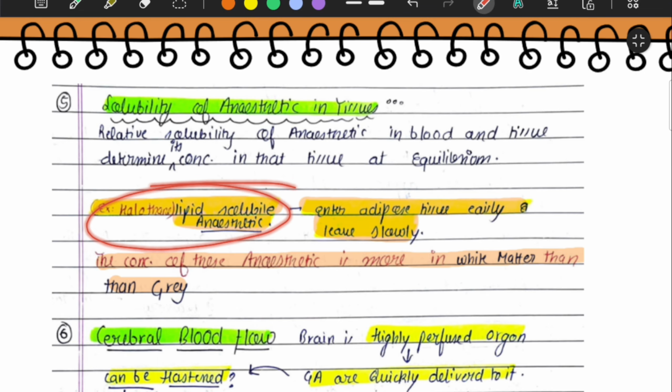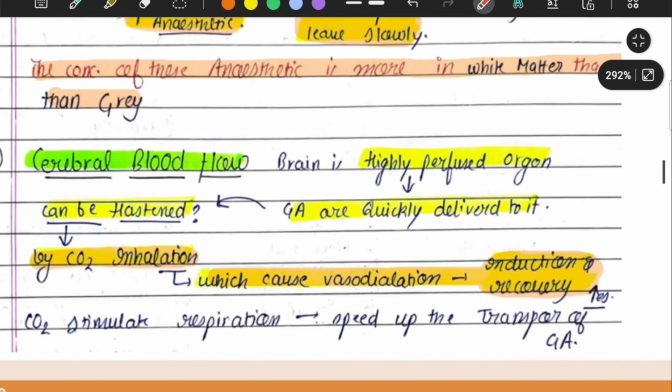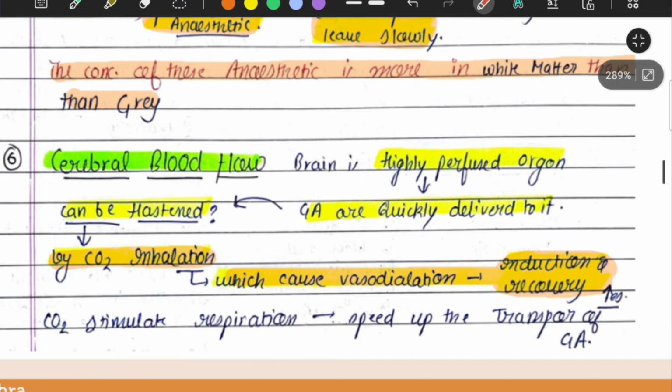Now, solubility in the tissues. Halothane, for example, is more lipid soluble and enters the adipose tissue easily and leaves slowly, which shows the prolonged effect of halothane. The concentration of the anesthetic is more in the white matter than the gray matter of the brain. Remember this part.